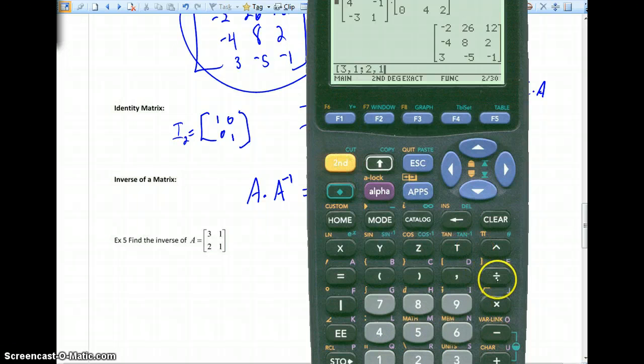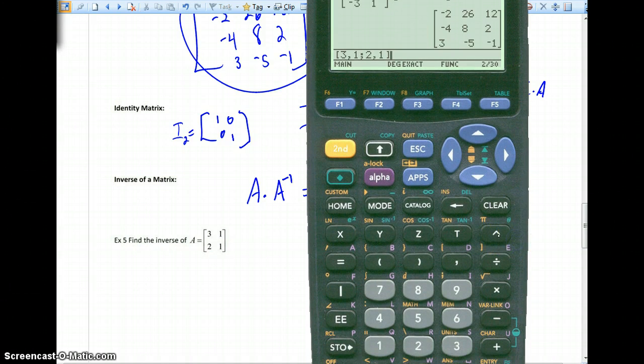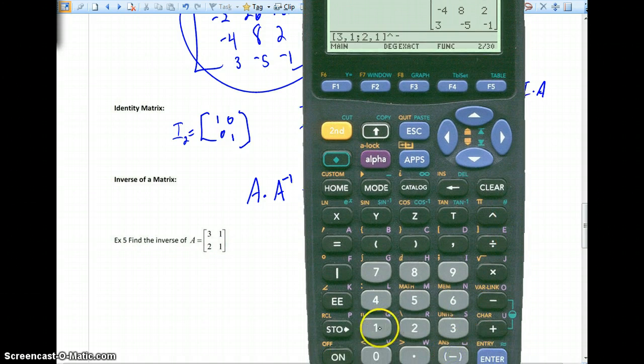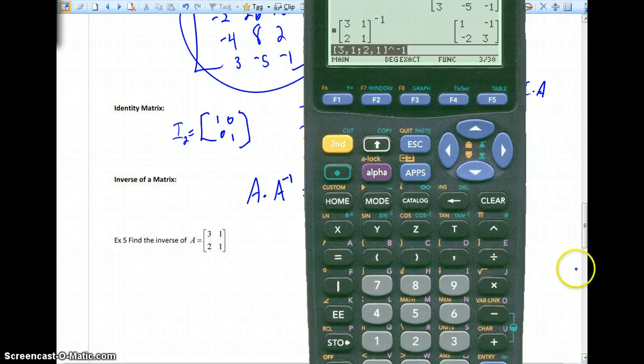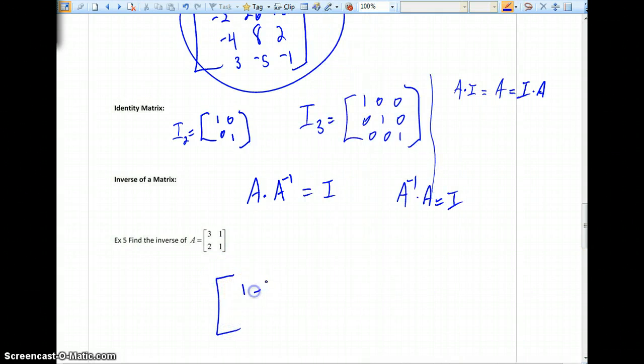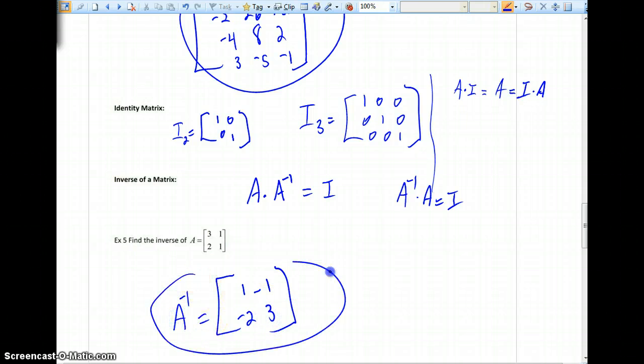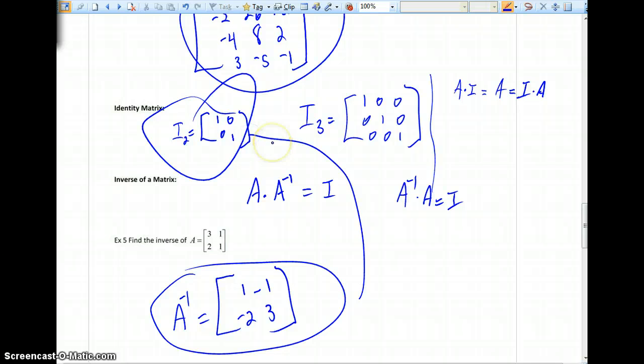Close our brackets. By the way, you could put in a 3 by 3 matrix also, but if you want to find the inverse, raise that to the negative 1 power, and you'll see very quickly you'd get 1, negative 1, negative 2, 3. This is your inverse matrix. If you were to multiply that to A, you would get this identity matrix up here. So that's how the calculator can be used to find the inverse of a matrix. You can also use this to find the inverse of a 3 by 3 matrix very quickly and easily.